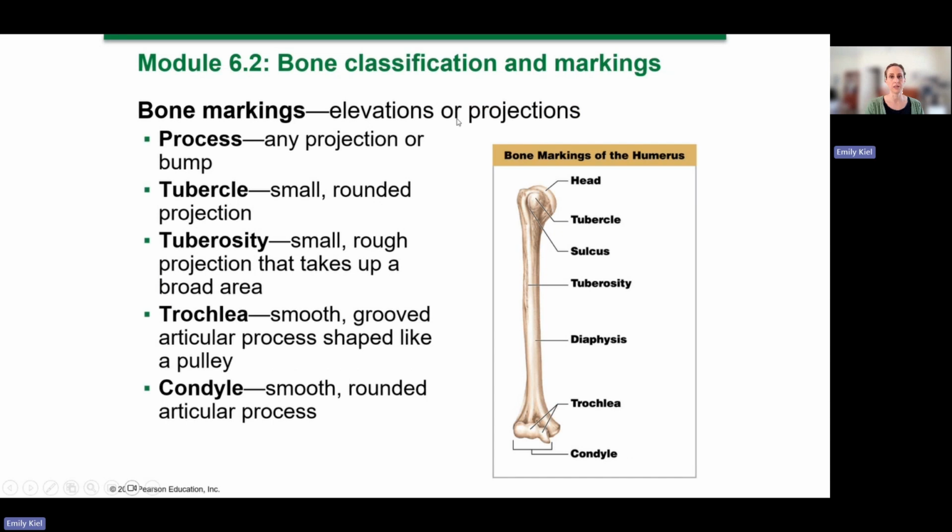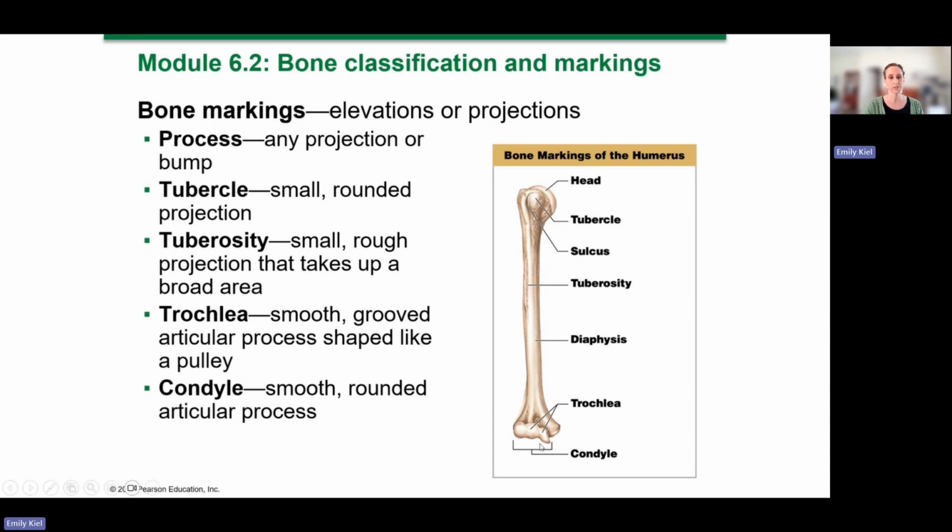We've got elevations or projections. So a process is any projection or bump. We've got tubercles. These are small rounded projections, or tuberosities, different from tubercles. Don't get them confused. And these are small rough projections that take up a broad area. On the humerus, you will be able to feel this deltoid tuberosity. It's hard to see, but when you run your finger down it or look closely, it's right there.